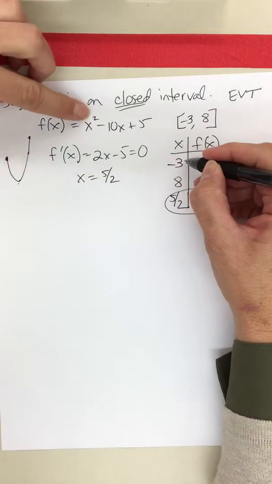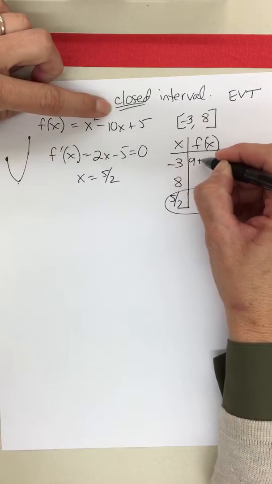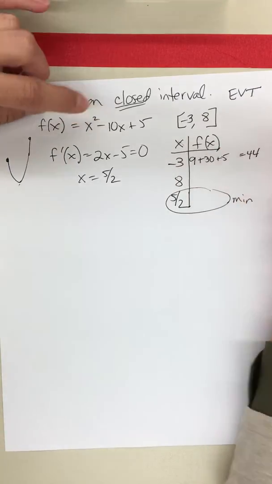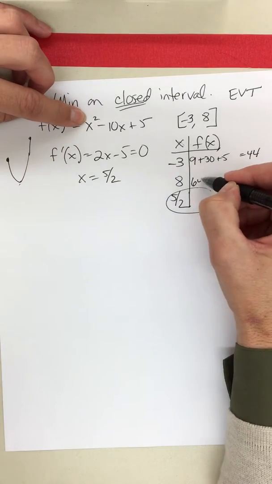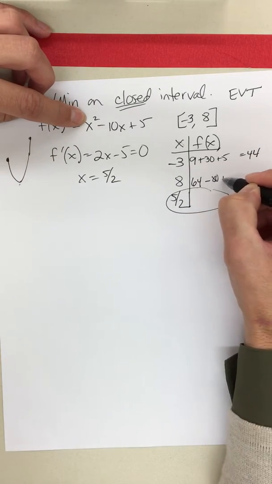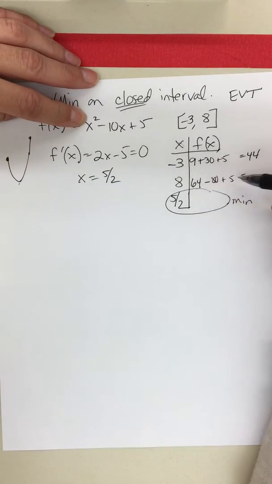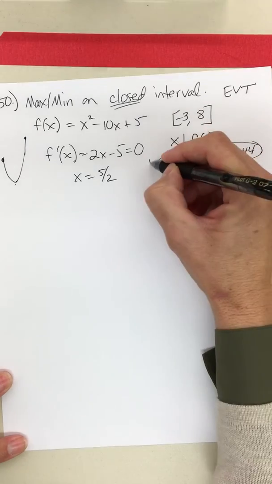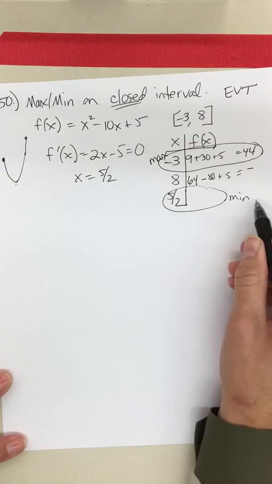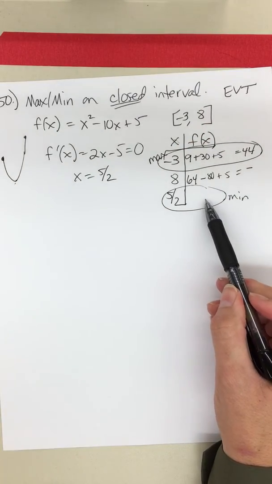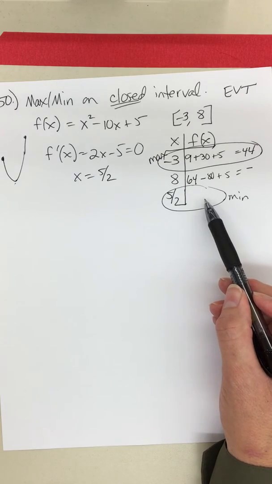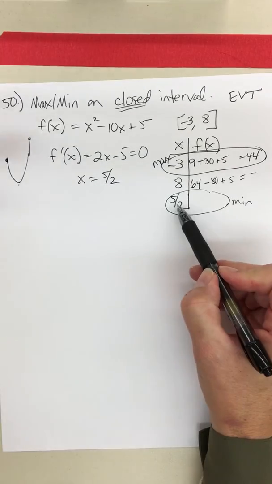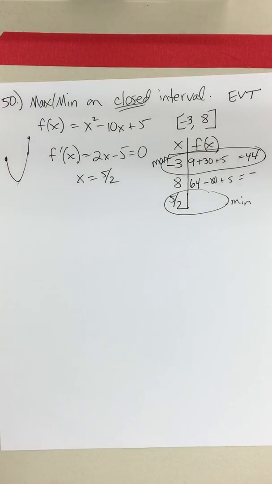Well, when you plug in -3, you're going to get 9, a positive 30, and a positive 5. So that is 44. When I plug in 8, I'm going to get 64 minus 80 plus 5, which is a negative number. So that's definitely going to be my max. This is my min. I don't know whether or not I need to figure this out. Let me see, what did the directions say? Find the global extrema. I think I usually only need the x-coordinates, but if I needed the y-coordinate, I would plug the 5/2 in right now. Okay, good enough?